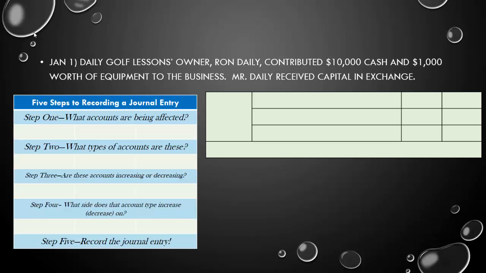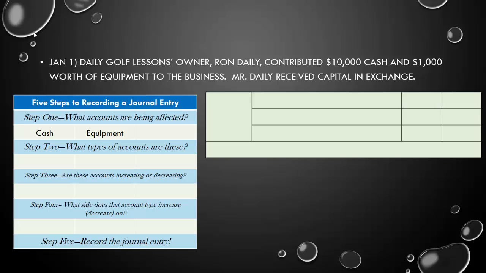In our first journal entry, Daly Golf Lessons owner Ron Daly is going to contribute $10,000 cash and $1,000 worth of equipment to the business. He's going to receive capital in exchange. So what accounts are being affected here? Well, the two of them are going to be what Mr. Daly is contributing, and he's contributing cash and equipment.